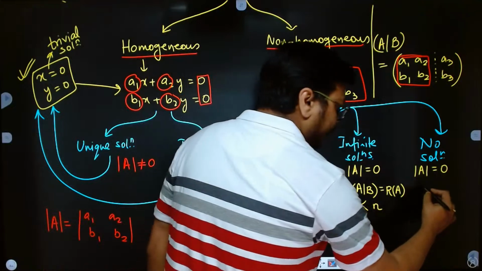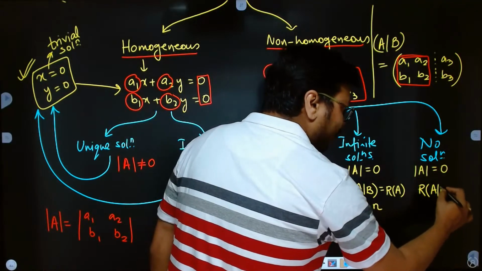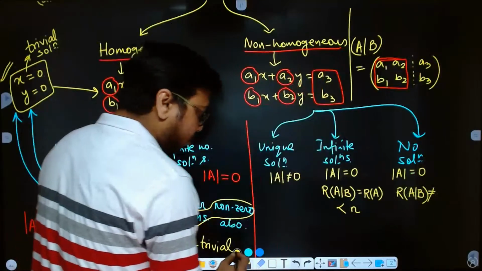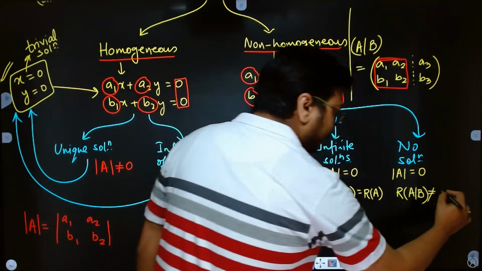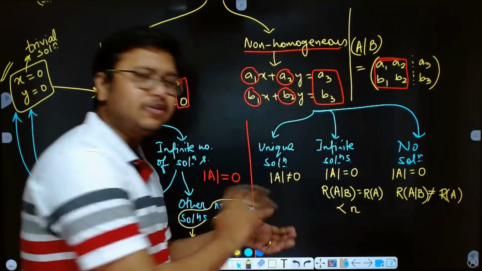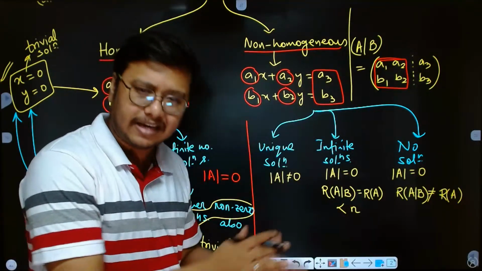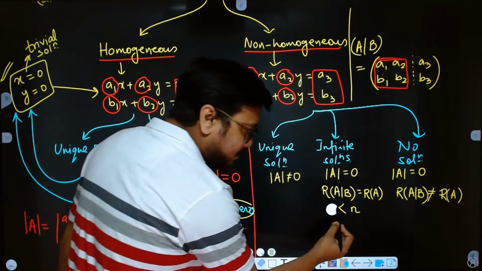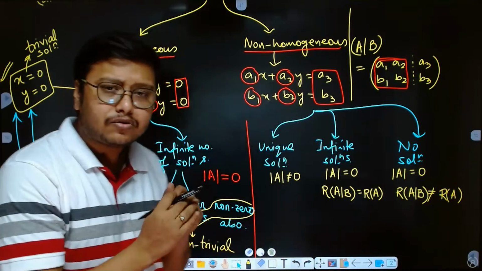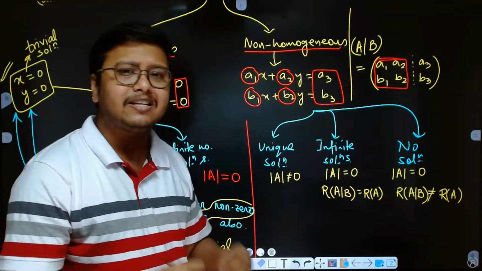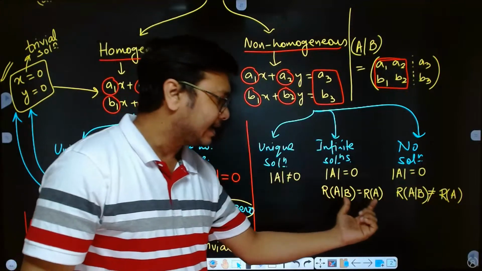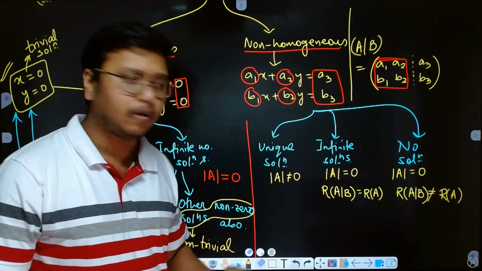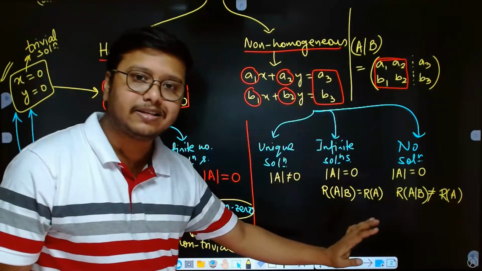Now for the no solution case, the rank of the augmented matrix must not be equal to the rank of matrix A. They must be unequal, and obviously they will be less than the order of the matrix. We are not concerned there. So I will erase this condition, less than n, because we don't usually require that criteria. It's theory; it will not be required anywhere while solving problems. So I'm not giving unnecessary conditions here.